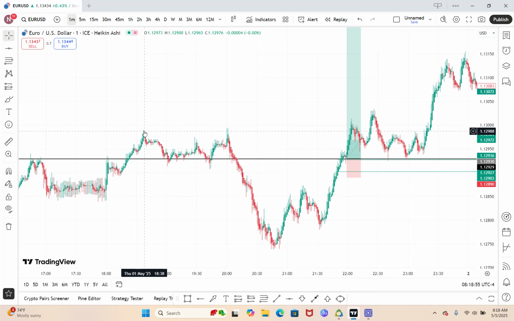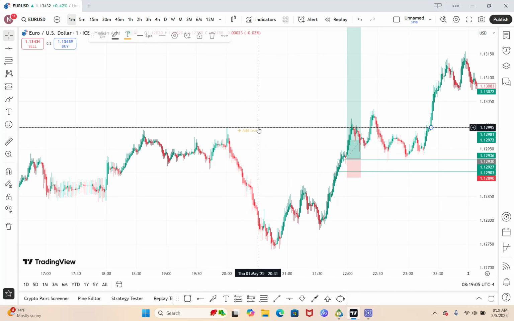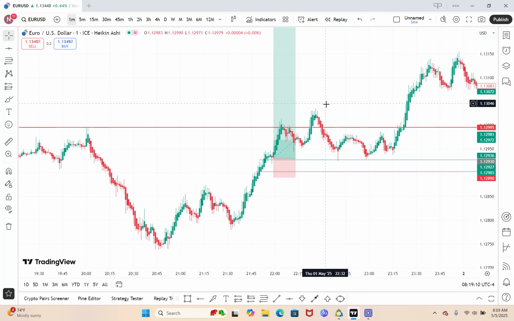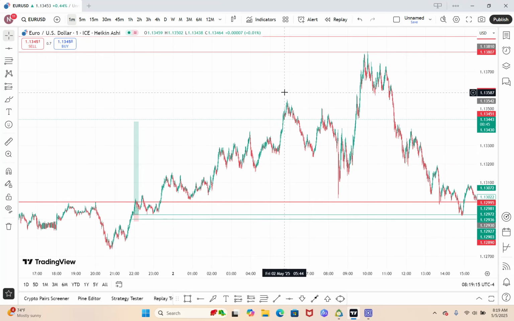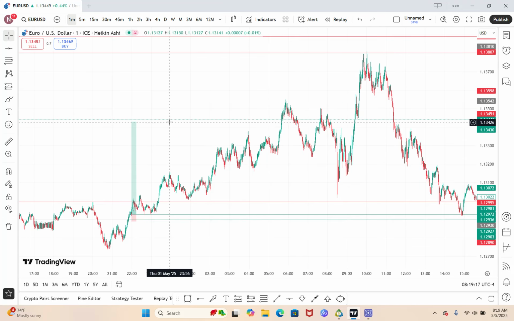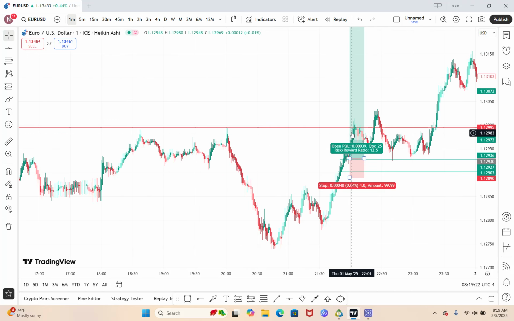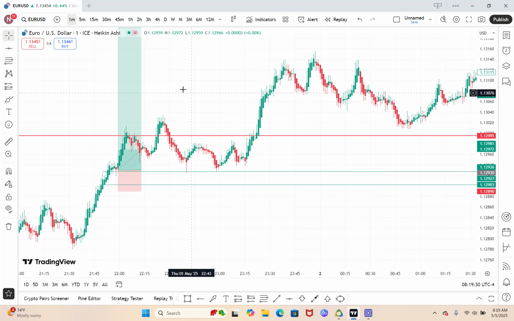Sellers were in control of the market right here, right at that black line. Buyers intersected sellers, pushing the market all the way up to here. So if our theory is right, buyers should be in control of the market from this area down here all the way up to this area.